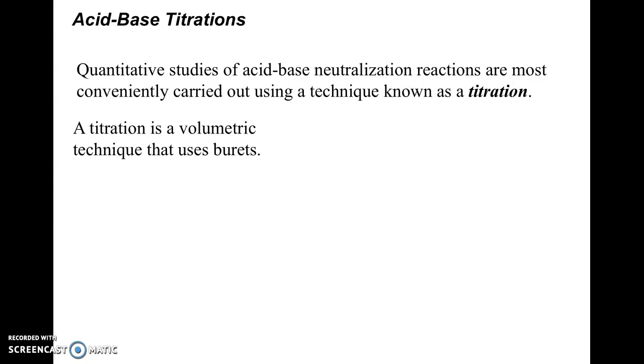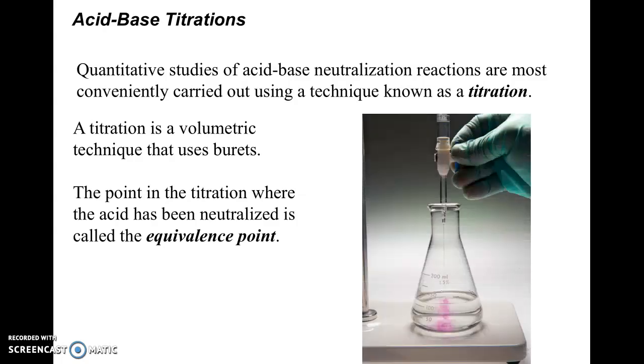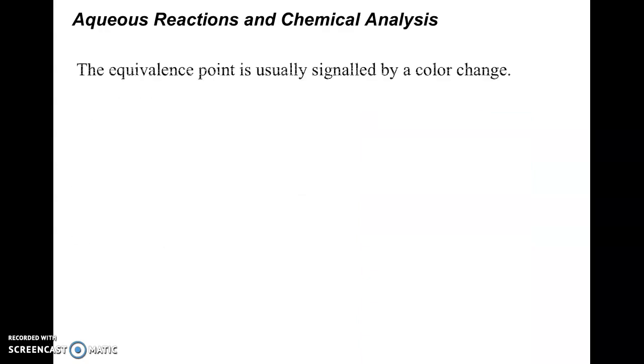It's a volumetric technique that uses burettes, which are very well calibrated. You go till that neutral point where the pH would be 7. That's called an equivalence point. And here's a little demonstration of someone doing a titration with a burette. It has a little stopcock so that you can add the base in a very controlled fashion. And you can see that it's turning pink.